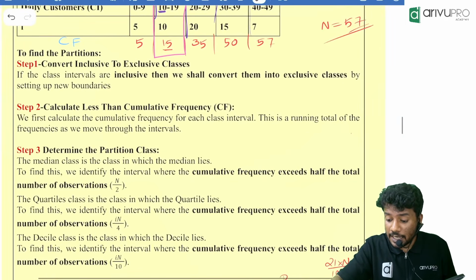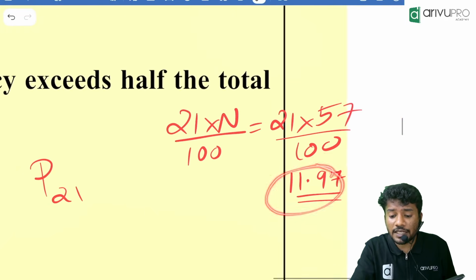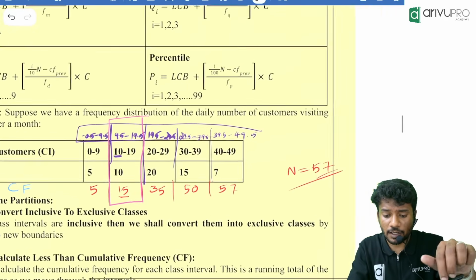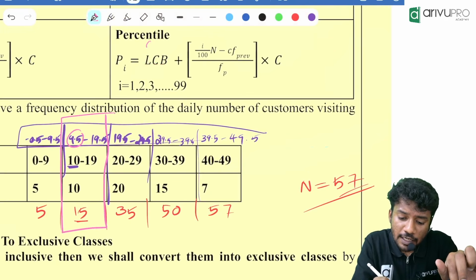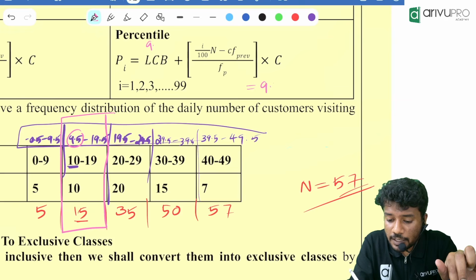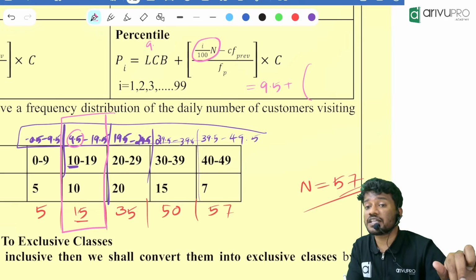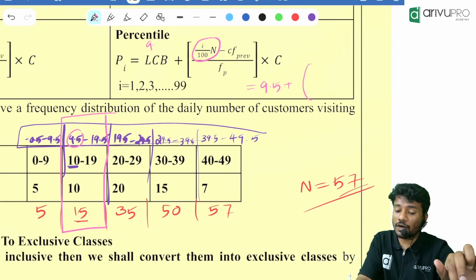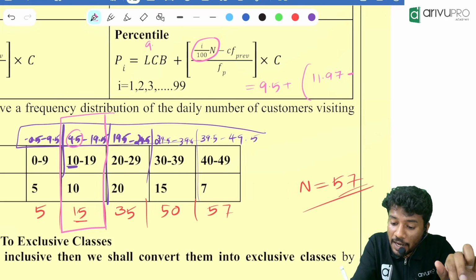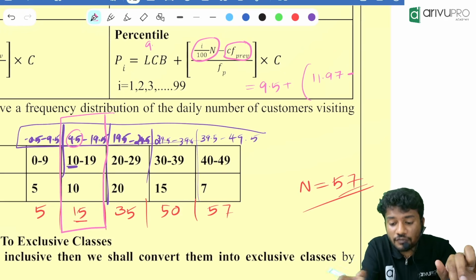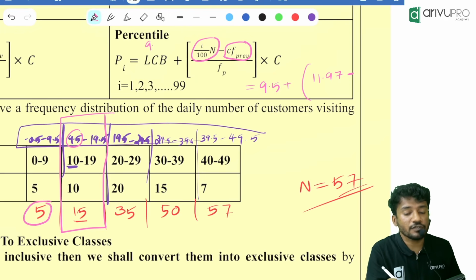Now how much is nP by 100? That is equal to 11.97. I will use the formula. Look here. Lower class boundary, how much is the lower class boundary? 9.5. I'll write here 9.5 plus nP by 100, which is 57 into 21 divided by 100. That was 11.97, minus cumulative frequency of the previous class. Which is the previous class? That is 0.5 to 9.5.